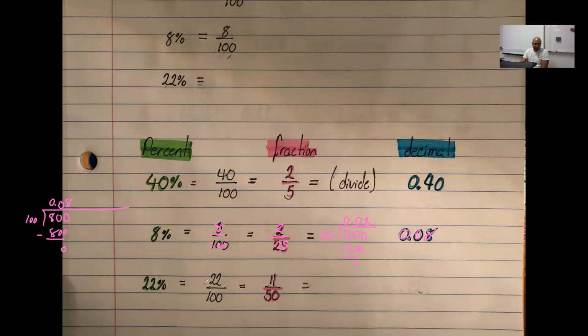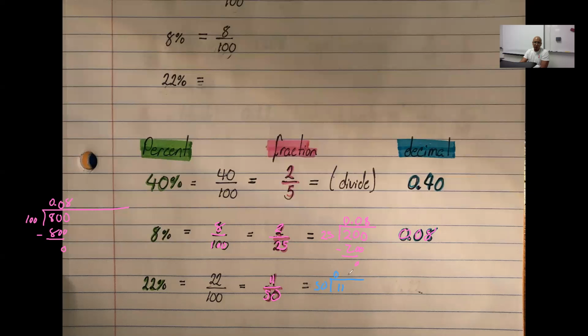22%. 22% is the same thing as 22 hundredths. I can divide both of these by 2, which gives me 11 fiftieths. Now, again, how do I change a fraction to a decimal? You simply divide. So I take 11 and I divide it into 50.